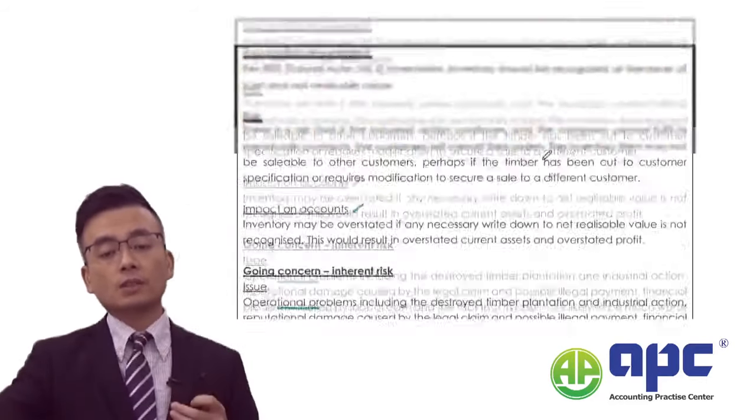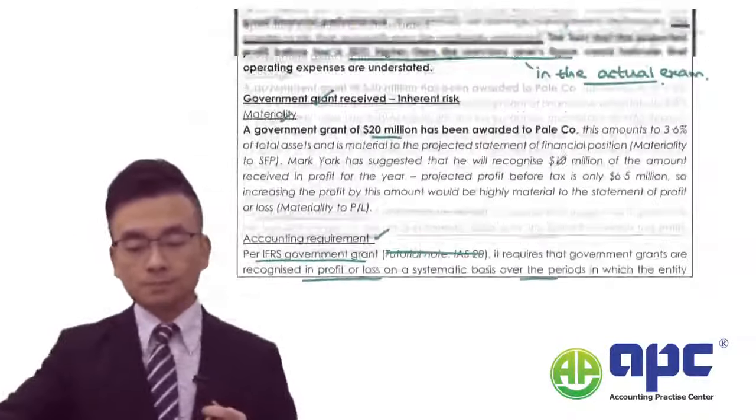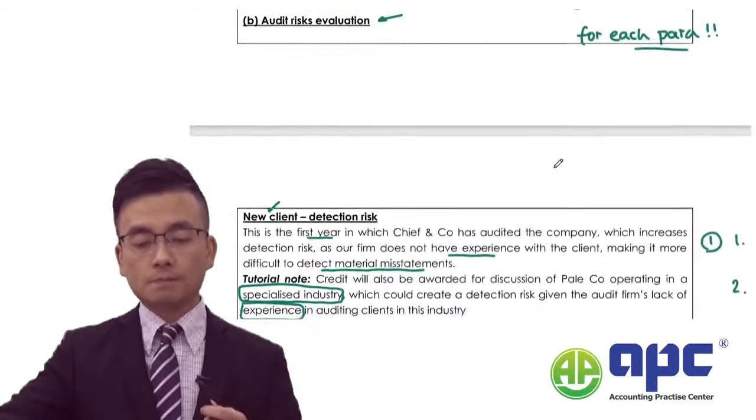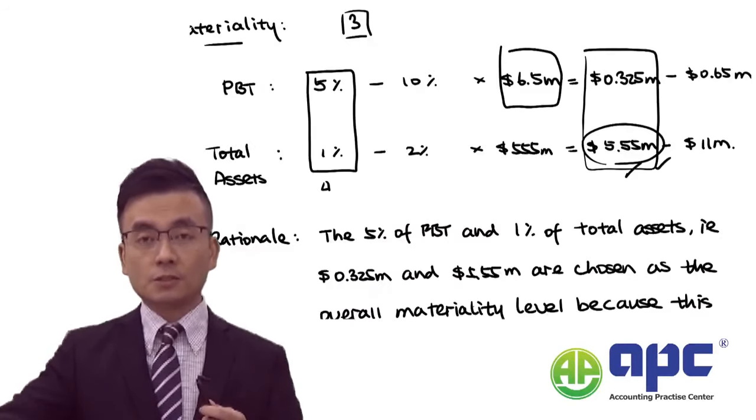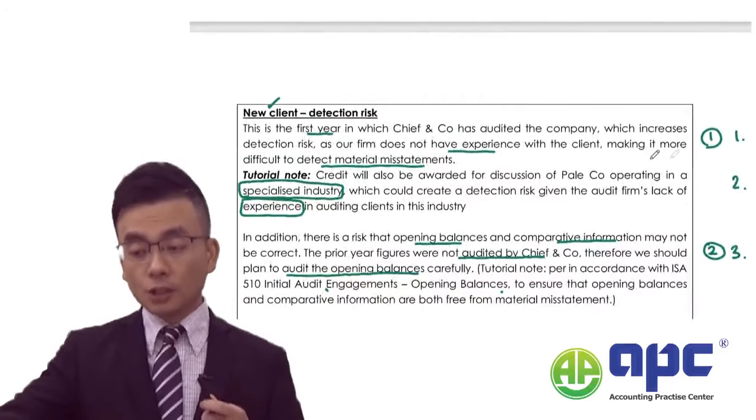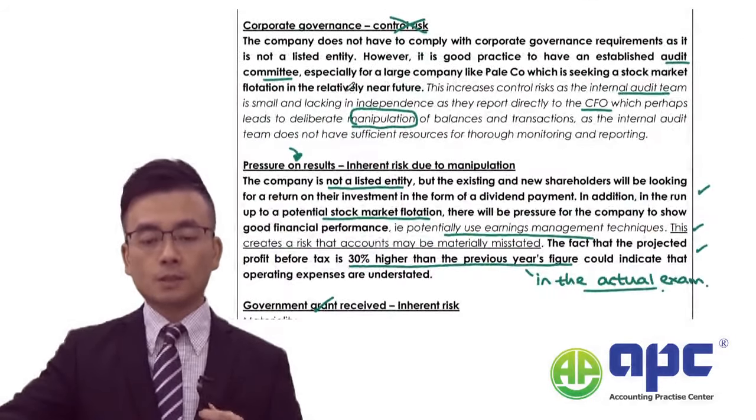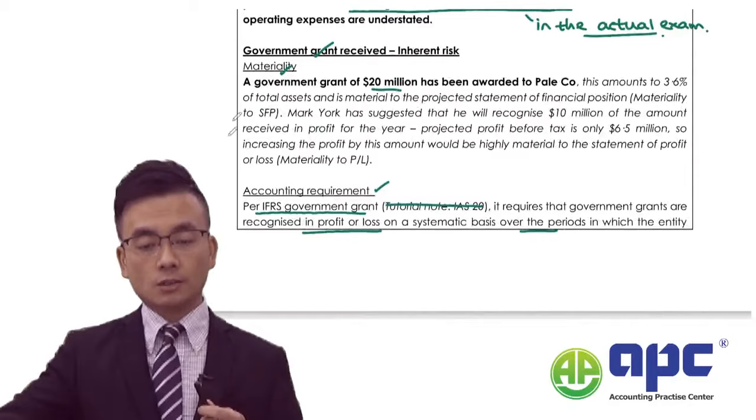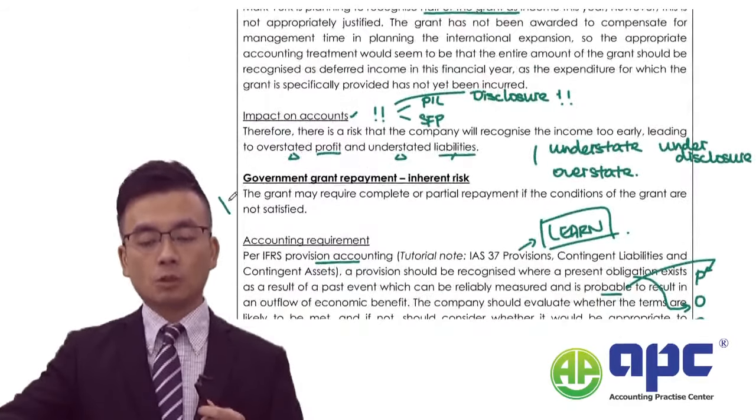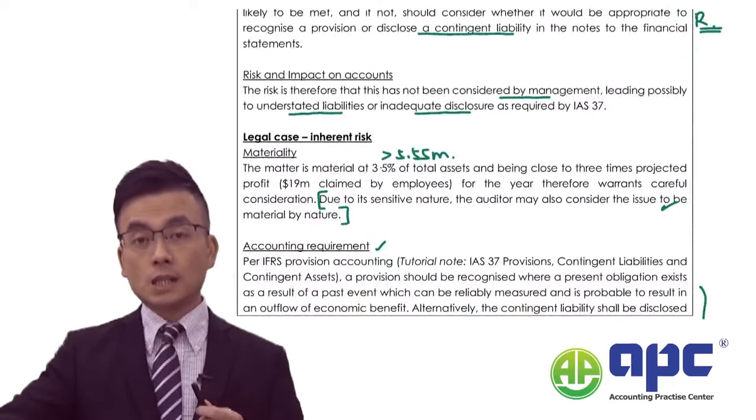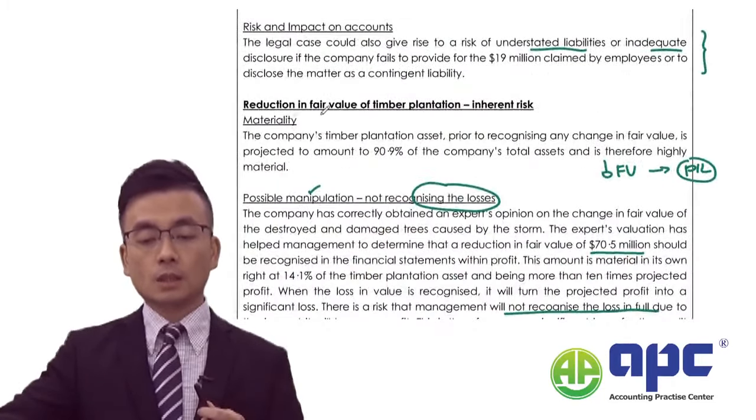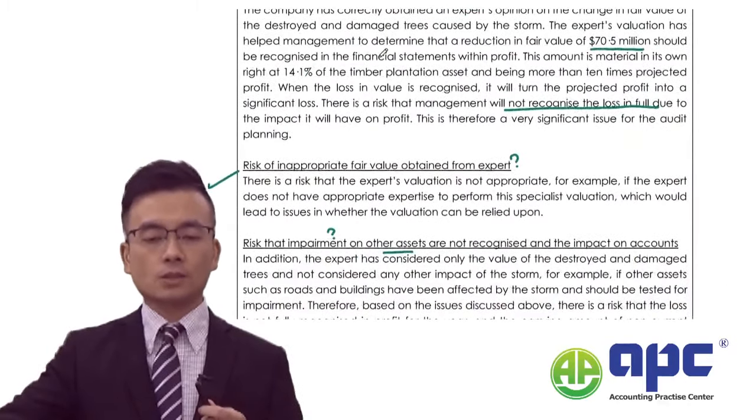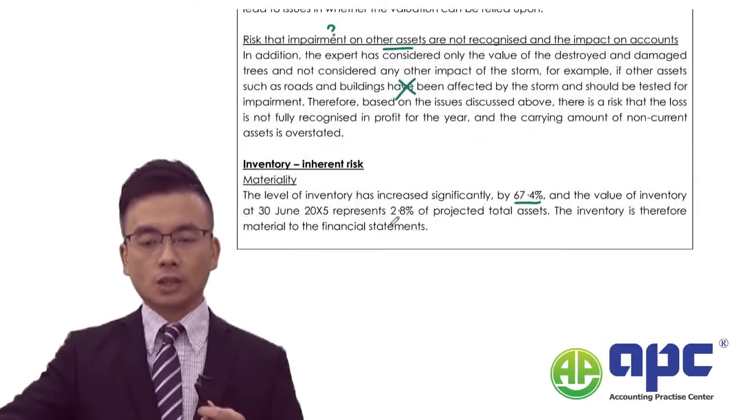You don't really need to write so many points in your exam. For example, if I were you, I would pick up 5 points, potentially a maximum of 7. For the audit risk, we can talk about materiality first of all, gaining 3 marks. Second, new clients, I'll always say, okay, 2 out of 3, get 2 marks. Corporate governance, pressure on result. For the government grant, I'm not familiar with that, so I'm not going to write this. Legal case, familiar with this, 4 steps. Reduction in fair value, I'm familiar with this, okay, just write it up. So the other 2, I'm not going to write them in your exam.